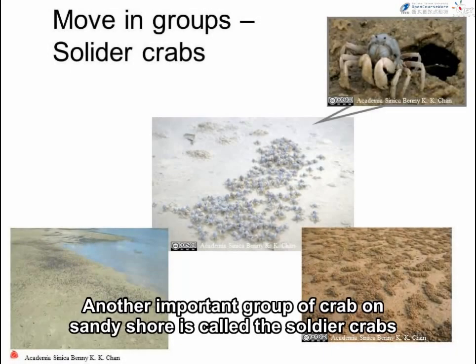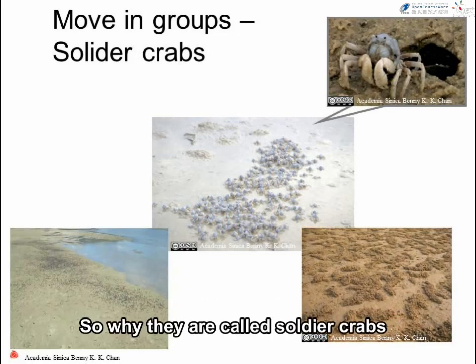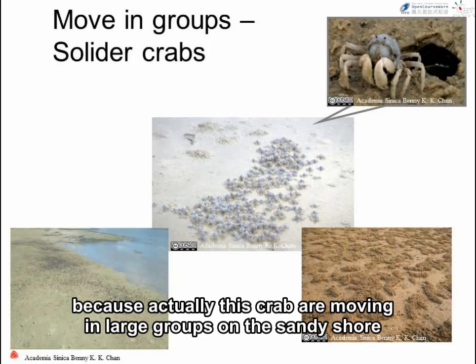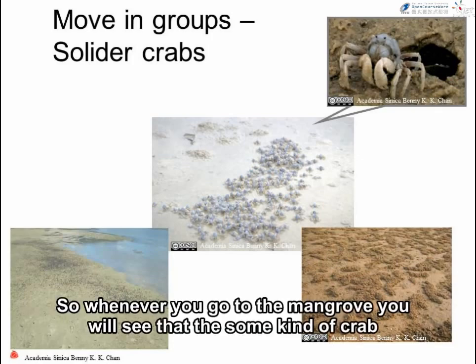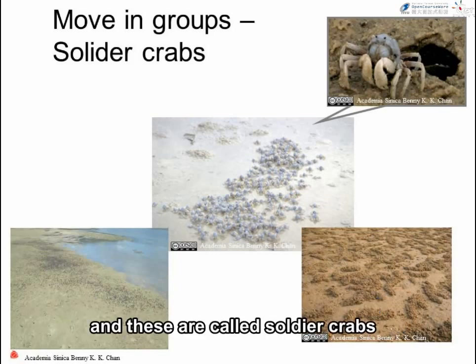Another important group of crabs on sandy shores is called the soldier crabs. The soldier crabs are of the genus Mictyris. So why do they call them soldier crabs? Because these crabs move in large troops on the sandy shore. Whenever you go to the mangrove, you will see some kind of crab moving like a large troop of soldiers walking around the sandy shore, and these are called soldier crabs.